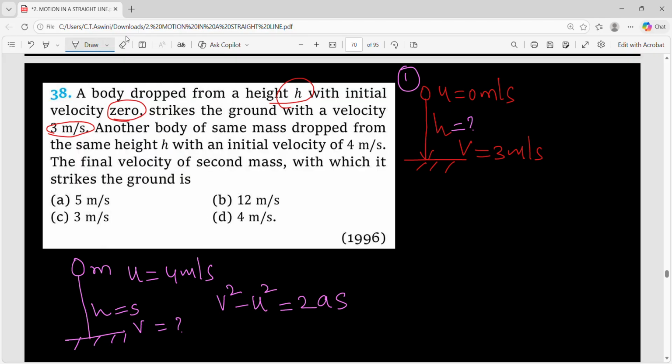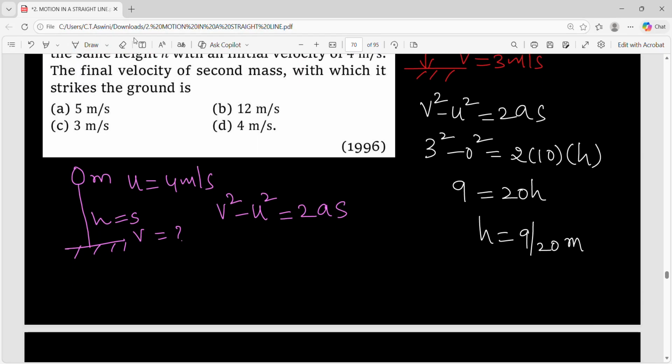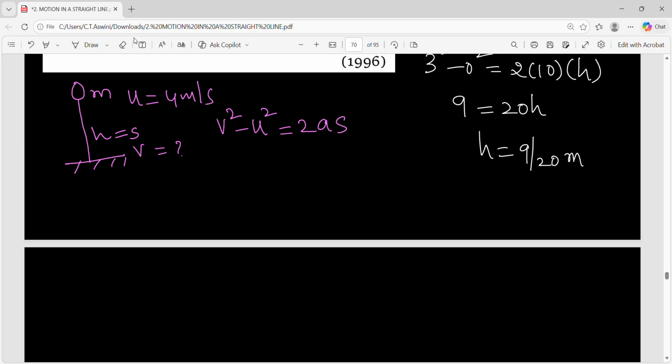How do we find this h? Use the same formula. V square minus u square is equal to 2as. So v square is 3 square, u square is 0 square, 2 into a value is 10 and s value is h. So you'll get 9 is equal to 20h, and h is equal to 9 upon 20 meters. So from the first case, we are calculating the height. That means distance travelled.